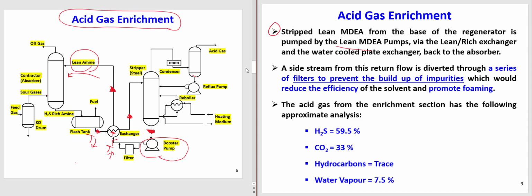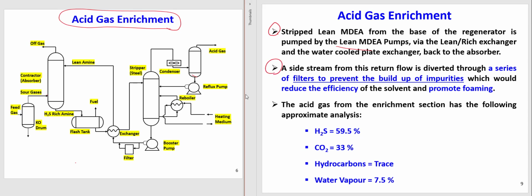A side stream from this return flow is diverted through a series of filters to prevent the buildup of impurities that reduce the efficiency of the solvent and cause permanent foaming. So it's saying that here you have lean amine, you take a side stream, not all of it, because the filter creates a huge pressure drop, so we cannot send all the stream to the filters. So we will use a filtering system as a side stream here. We send some of this lean amine to the filter to remove any buildup of impurities.